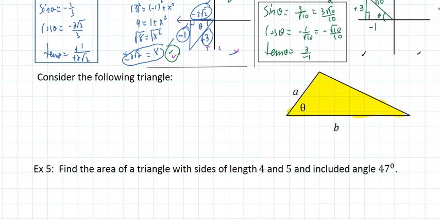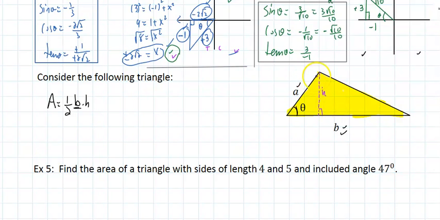Consider the following triangle. So the idea is we have two sides given and the angle included between the two. If I want to find the area of this triangle, that's 1/2 base times height. Remember, the height is always perpendicular to the base. So I'm given the base, it's right there, but the height I need to find.